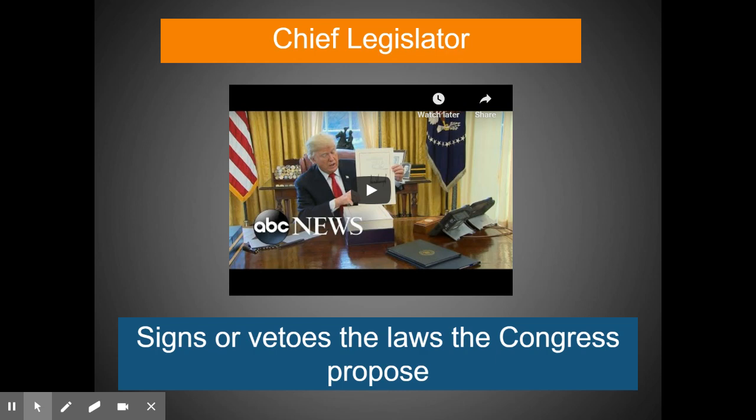Again, he can use the power of his office and give speeches and press conferences, and Trump obviously used social media a lot to basically put pressure on Congress to do what he wants them to do. But at the end of the day, Congress makes the laws, then it's up to the president to sort of approve of them and then to implement them.